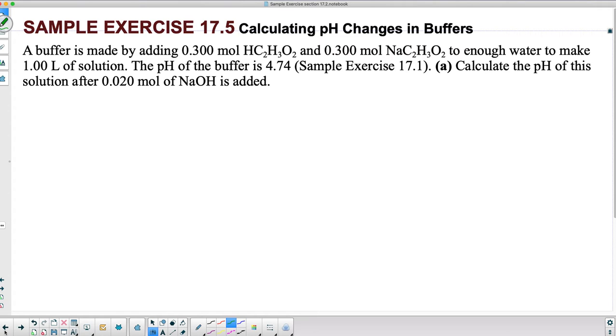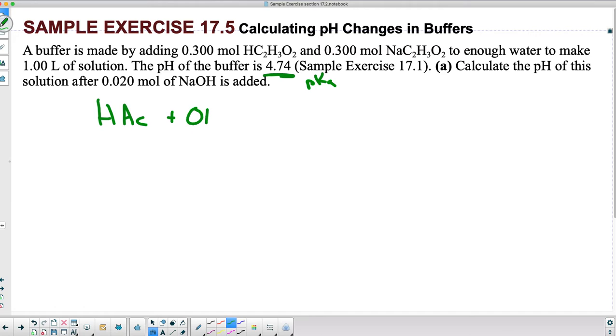A buffer is made by using 0.3 moles of HAC, acetic acid, and 0.3 moles of sodium acetate with enough water to make 1 liter solution. The pH of the buffer is 4.74. That comes in later on. This is as good as the pKa, which means we're going to be using the Henderson-Hasselbalch equation. Calculate the pH of the solution after adding 0.02 moles of NaOH.